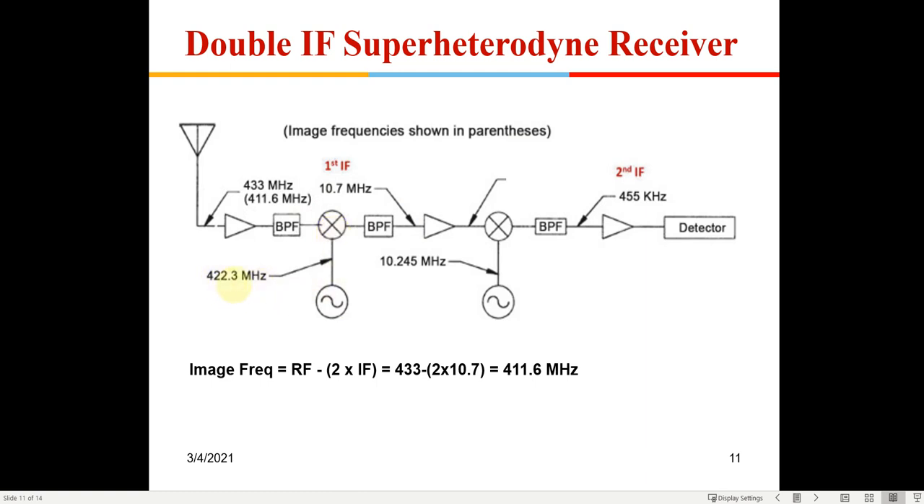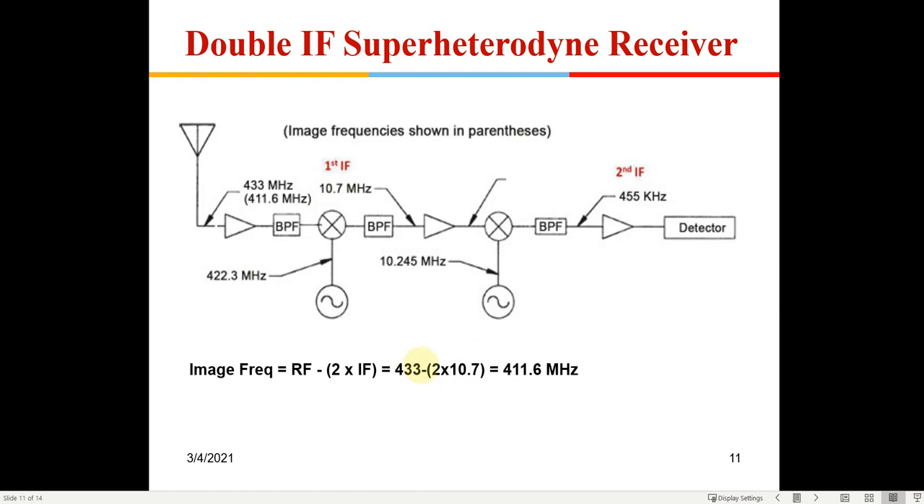So you are using 423.3 megahertz. This is an example given. Suppose I want to tune to a 433 megahertz radio station. I am going to use a local oscillator frequency of 422.3 megahertz. These two will beat and generate 10.7 megahertz. So what is the image frequency?